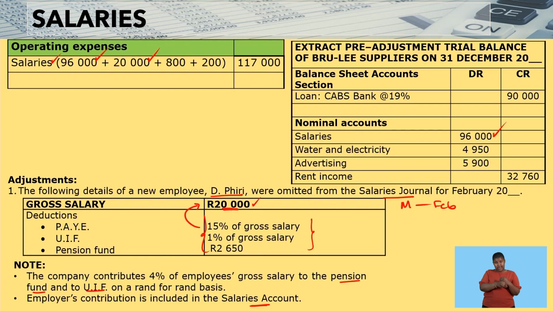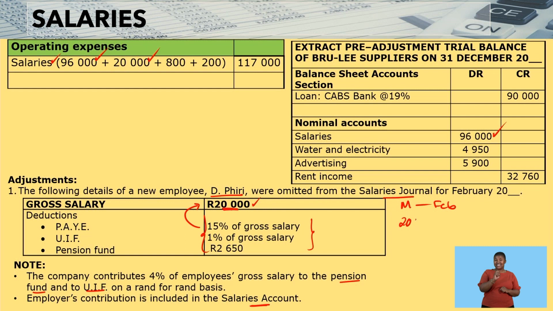And it says the company contributes 4% of the employee's gross salary to the pension fund. So I need to do calculations for the pension fund. And for me to do that, I will now say, how much is the employee's gross salary?